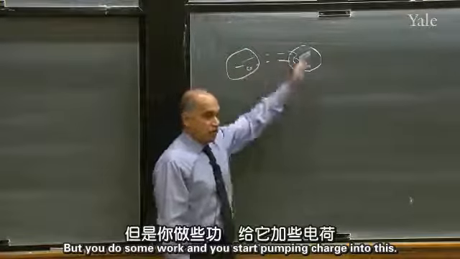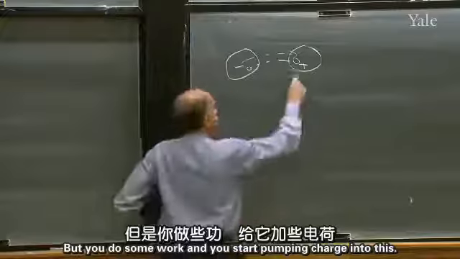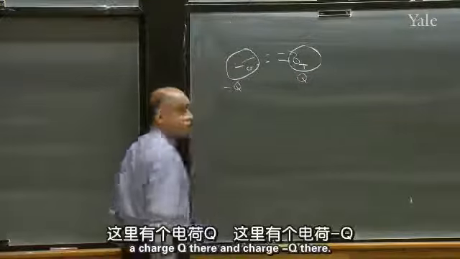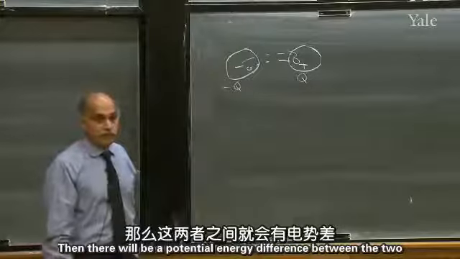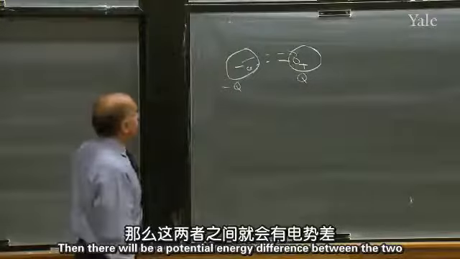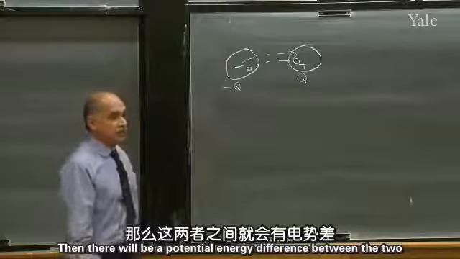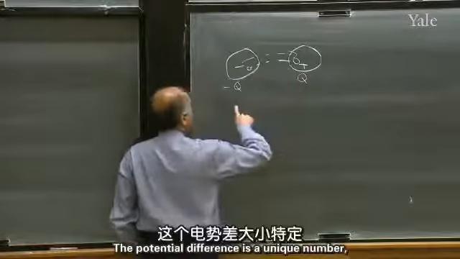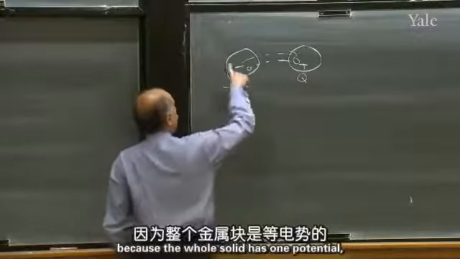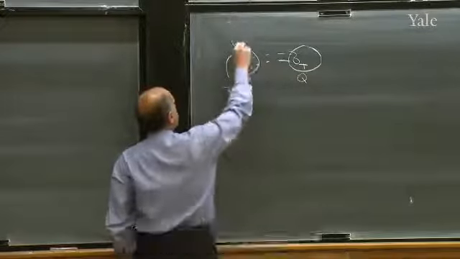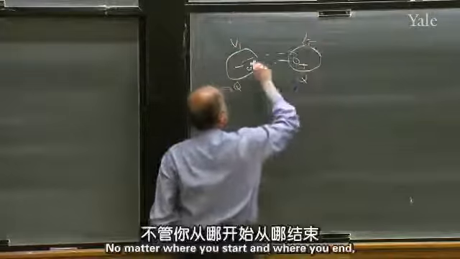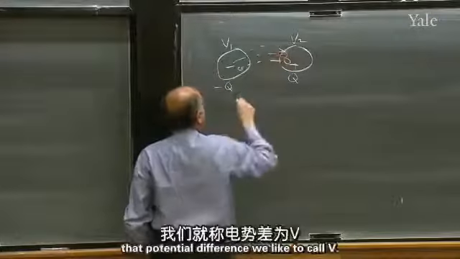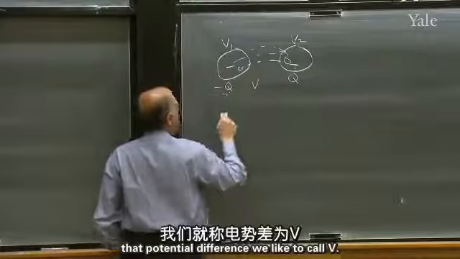But you do some work and you start pumping charge into this. So in the end, suppose you have a charge Q there and charge minus Q there. Then there will be a potential energy difference between the two, because there's a certain amount of work needed to go from here to there. And the potential difference is a unique number because the whole solid has one potential, the other solid has another potential. No matter where you start and no matter where you end, if you find the work done, that potential difference we like to call V.